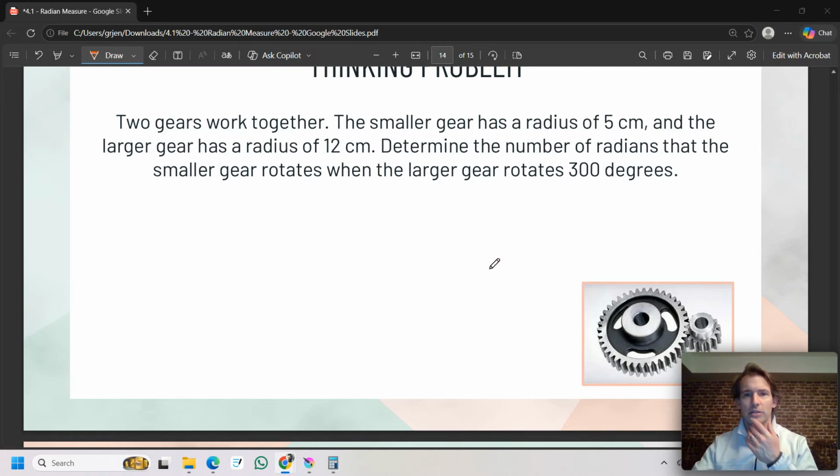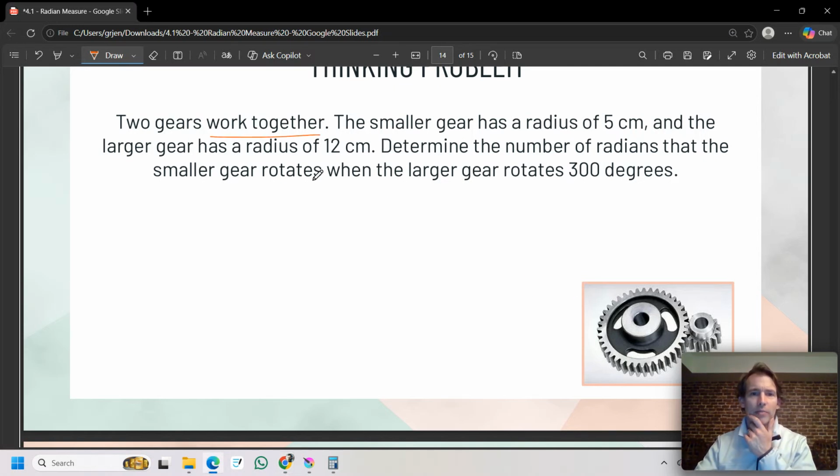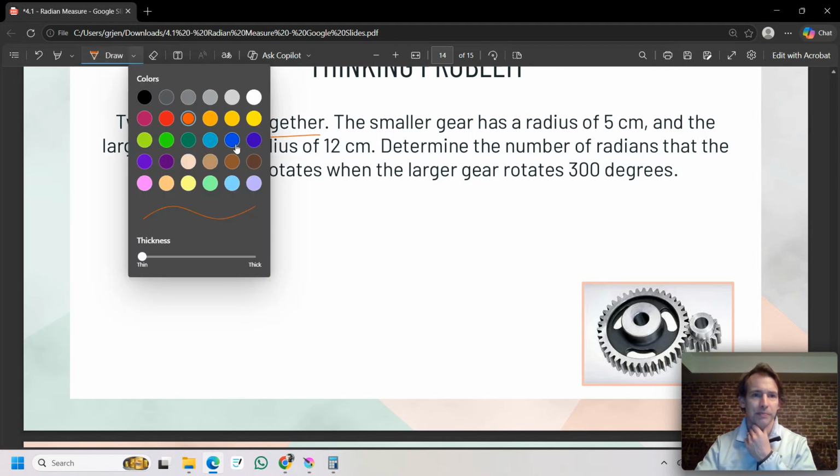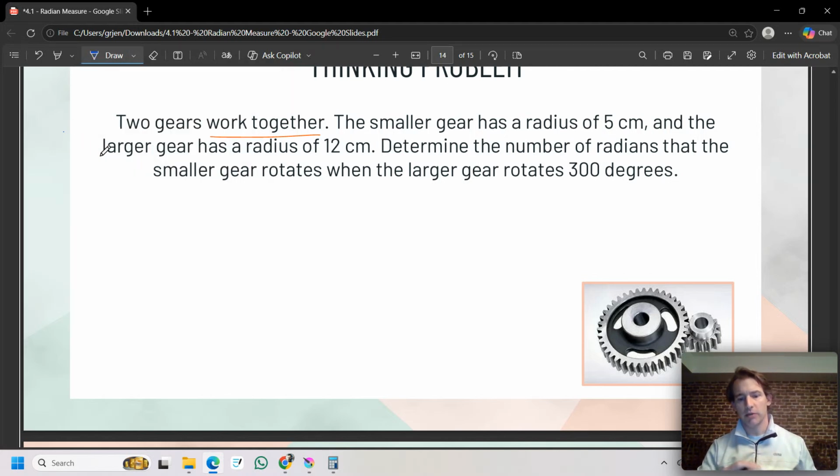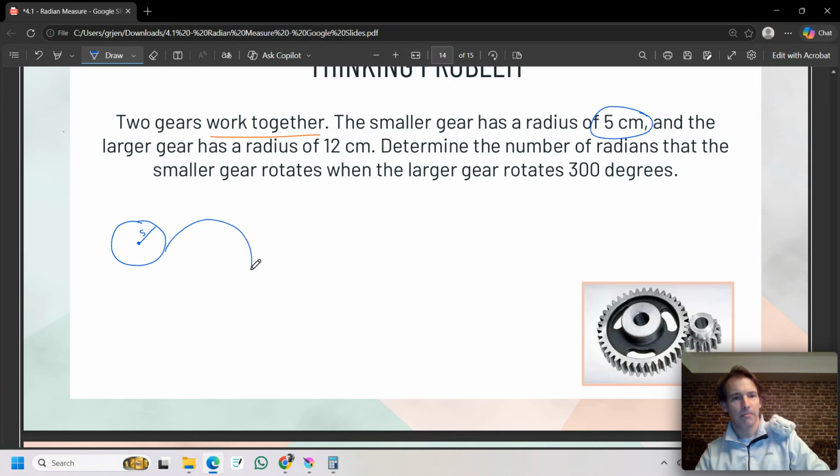Okay, 2 gears, they work together. Oh, how good for them. Celebrate their cooperation. Okay, and speaking of cooperation, emotional support pencil case here. Right. So the smaller gear has a radius of 5 centimeters. Draw it. Okay. The larger gear has a radius of 12 centimeters.